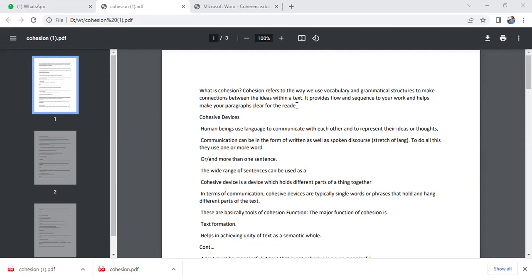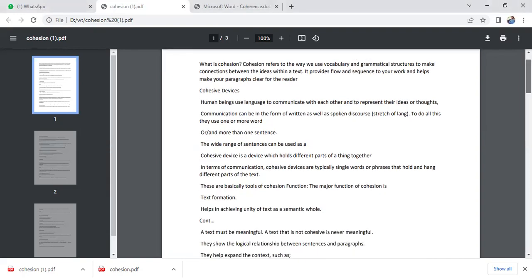Coming towards the grammatical structures. These are actually words, these are actually phrases through which you connect ideas, through which you connect sentences, through which you connect paragraphs, fine. It provides flow and sequence to your words and helps make your paragraph clear for the reader. Remember, whenever you are attempting any academic writing, there must be a proper pattern.